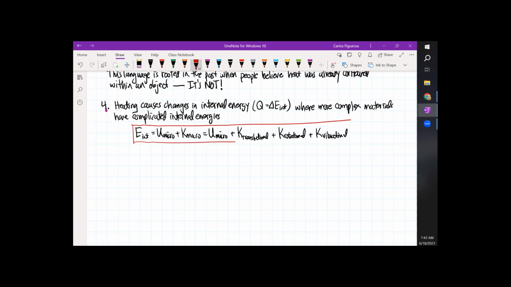Once again, the reason why we study ideal gases is that there is no potential energy, and we only look at the translational. So when we look at the translational only, this is what tells us about ideal gases, because we wanted the simplest material possible.